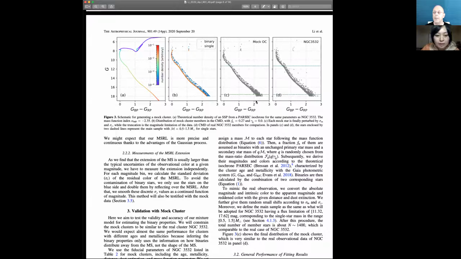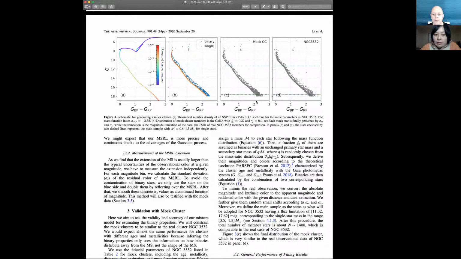Figure 3 shows how we make a mock cluster. It also may help you understand how we make the model. First, we have a given isochron and mass function, and the number density along with isochron determine the mass function in color. And then we add the binary stars when given a binary fraction and the mass ratio distribution. At last, in panel C, we add the observational error to each star. So the mock cluster CMD is very similar to the real observational ones. This procedure is basically how we build a model to compare to the observations.